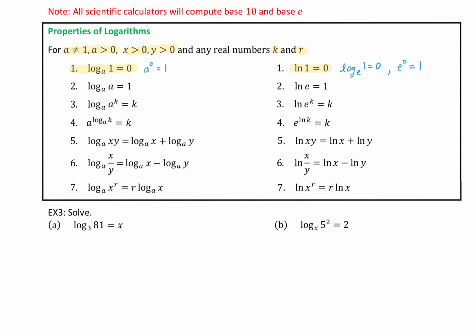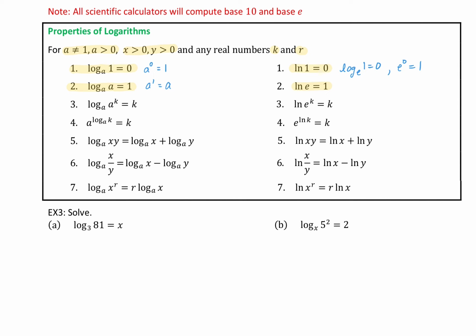We'll go to the next property, which says that if the base and the argument match, it's going to be equal to 1. We'll go ahead and verify that very quickly. Base is a, exponent is 1. Is a to the 1 equal to a? Obviously, it is. And then we have that corresponding property with the natural log. So natural log is log base e, so natural log of e is also equal to 1.